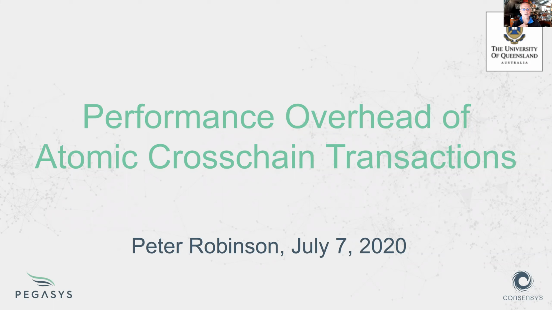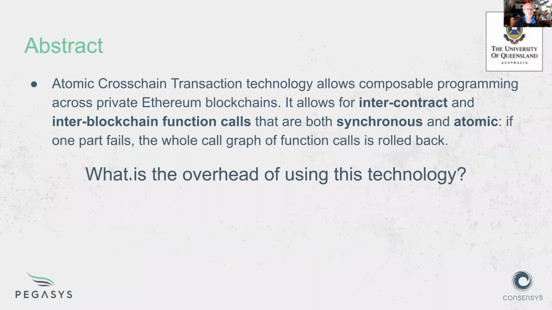Today I'm going to talk about performance overhead of atomic cross-chain transactions. So atomic cross-chain transactions is a technology that allows composable programming across private Ethereum blockchains. So it allows for inter-contract and inter-blockchain function calls that are both synchronous and atomic.